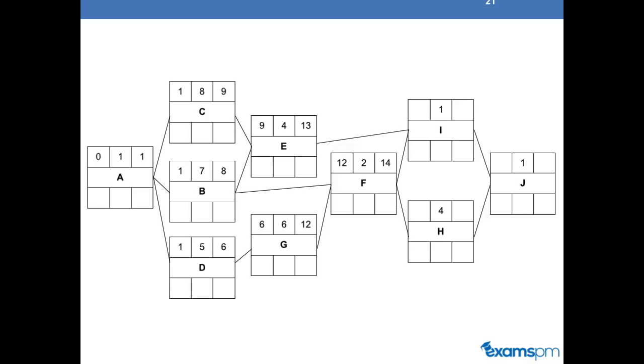Therefore, the early start for activity F is 12 weeks. Since it has a duration of 2, its early finish will be 14. Now, feel free to pause the video and do I by yourself.